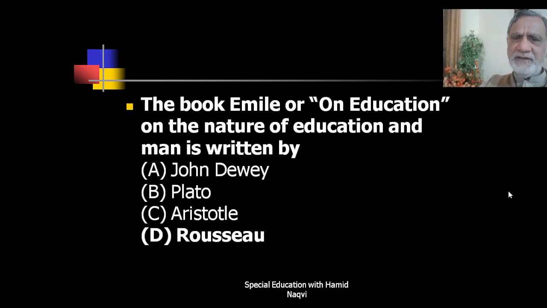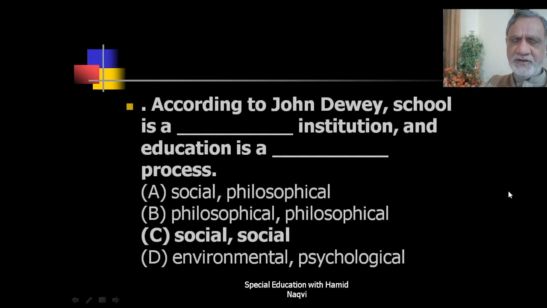The book Emile, or on Education, on the nature of education and man is written by Rousseau. According to John Dewey, school is institution and education is a dash process. Social, philosophical, and social, or environmental and psychological. Correct one is C, that is both social.